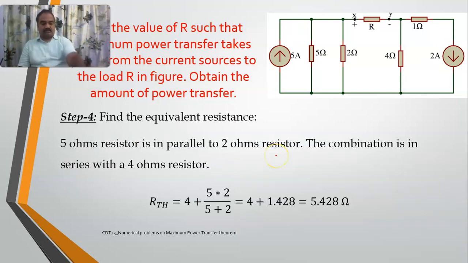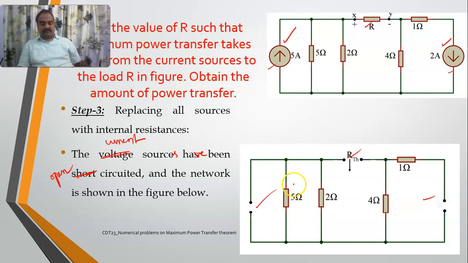This is the effective network, right? So if I redraw the network, this is RTH. This is 5 ohms, this is 2 ohms, and this is 4 ohm. This is already open circuited, no current is flowing, so I am just leaving it. So this is 5, 2 and 4.